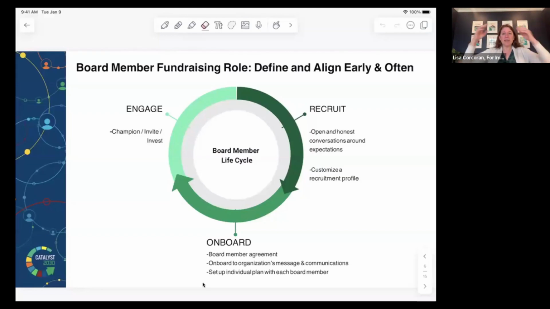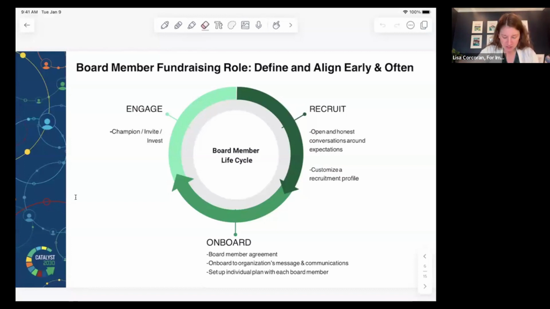I'm going to presume I have some board members on here and some people who work with boards in their day job. So I'm going to speak to both sides, but primarily I'm thinking about this from the point of view of an organization. Okay, so let's get to the heart of the matter, and that is, how can we engage our board around fundraising?